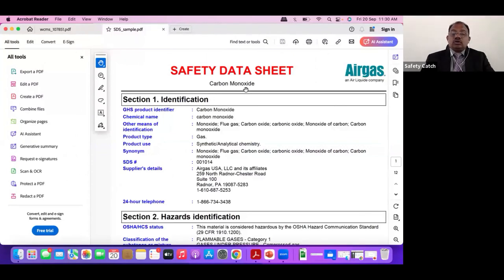This is the carbon monoxide safety data sheet supplied by the Airgas company. So you can see here the SDS number, address of the manufacturer, and a 24-hour telephone line. This is what I told you, that if you want any assistance, you can call it. But is it international? I don't know, because they have not given an international number. Normally they give an international number.